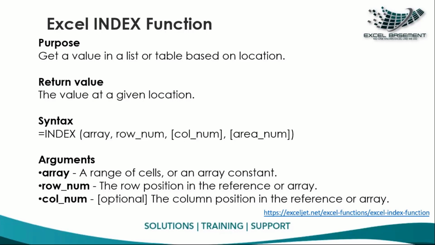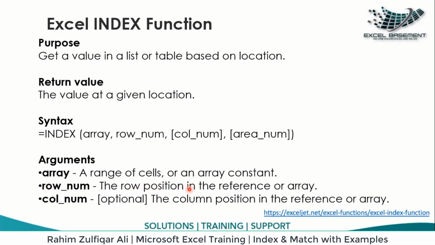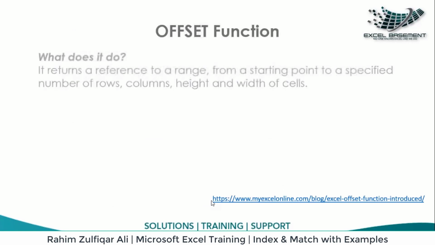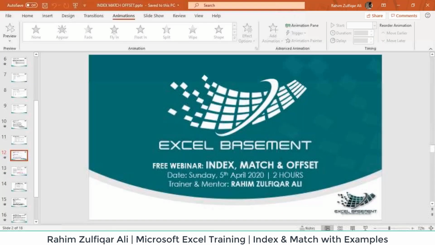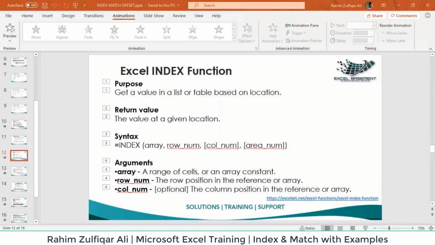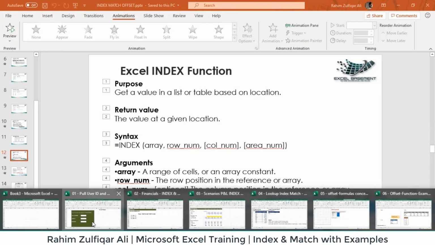Array means a range of cells or an array constant. Row number, the row position in a reference or array. Column number, which is optional, the column position in the reference. All right. So let's get to the practical hands-on with different kinds of index and match examples.